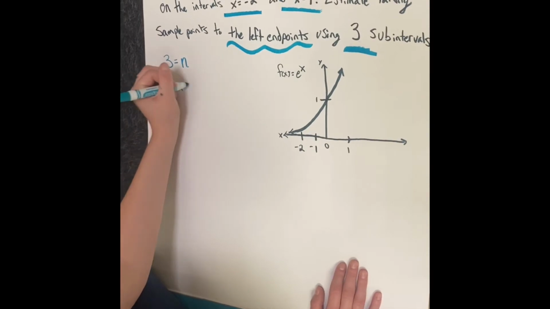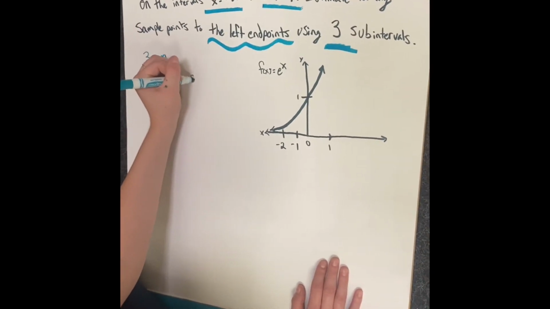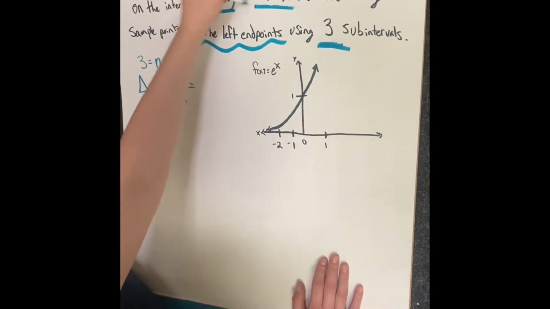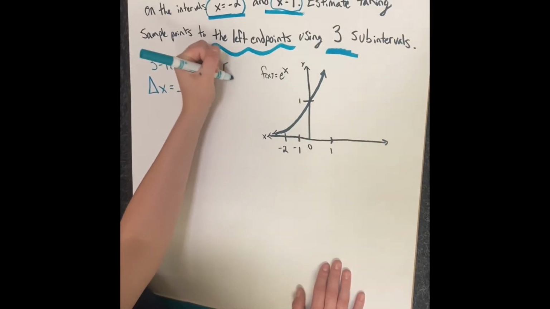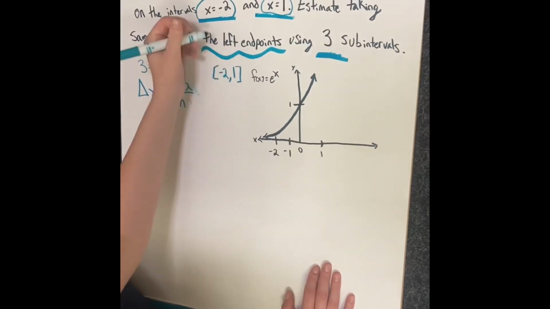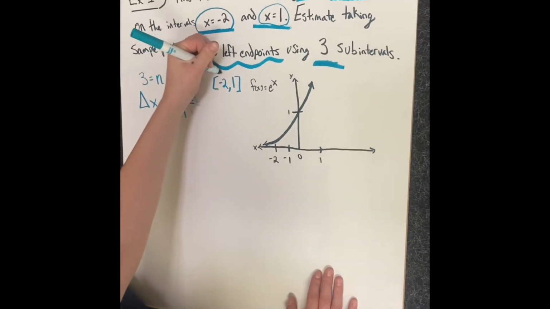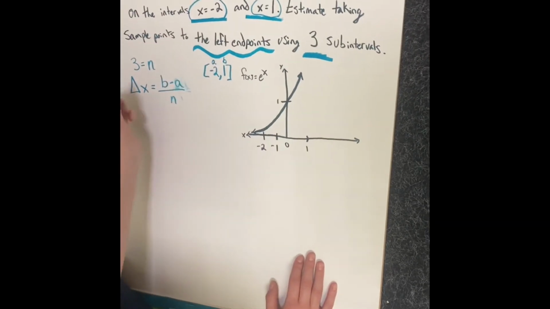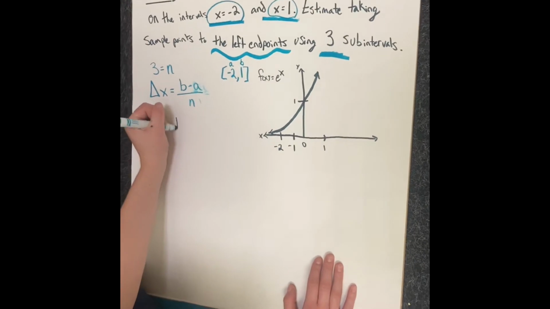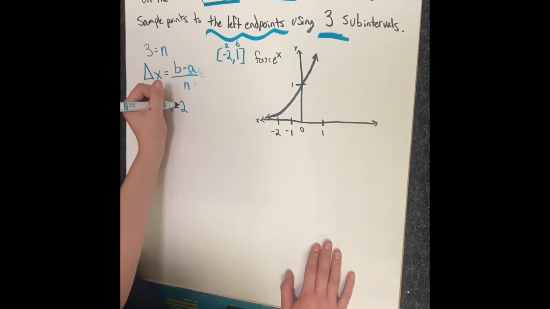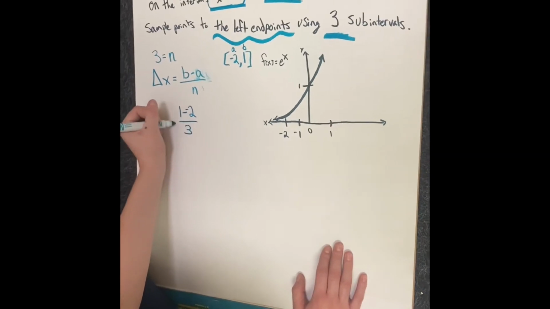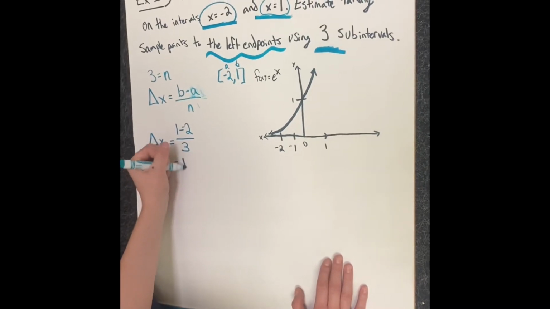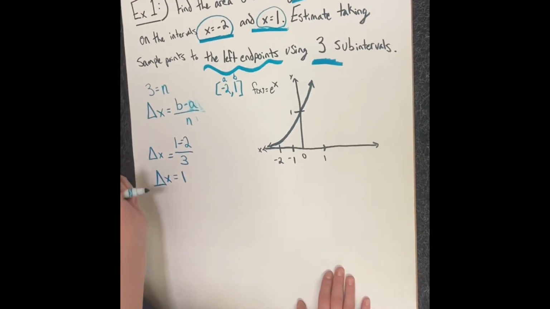We're also going to look at the change in x, which is the formula b minus a over n. We know our n is 3, and using the points we have up there, -2 is going to be our a, and 1 is going to be our b in this scenario. So we plug those in to find the change in x. We're going to do 1 minus -2 over 3, and that's change in x. When you solve that, you're going to get change in x is equal to 1.